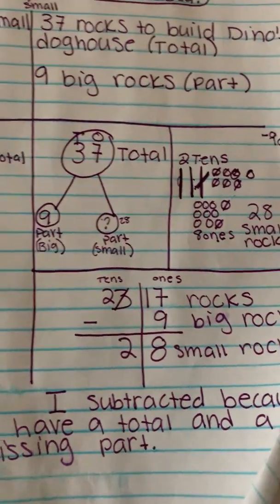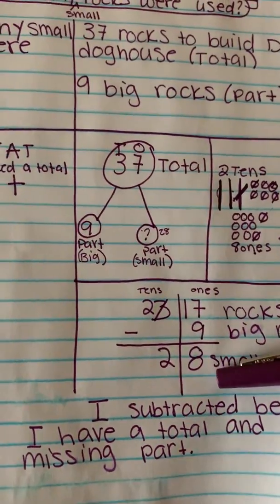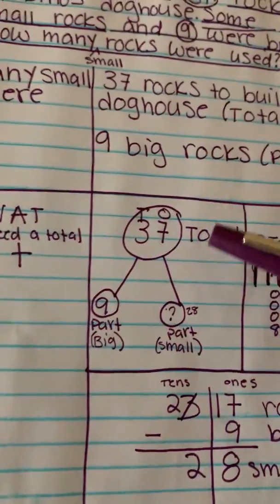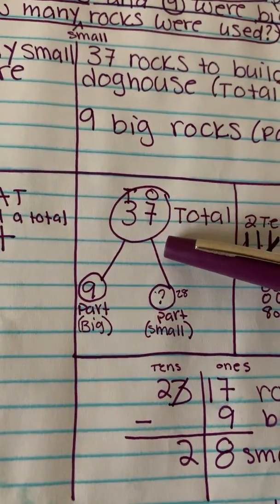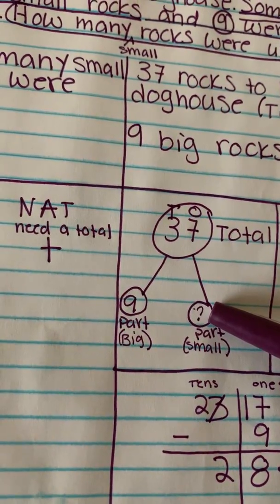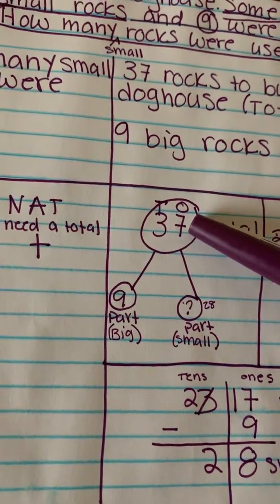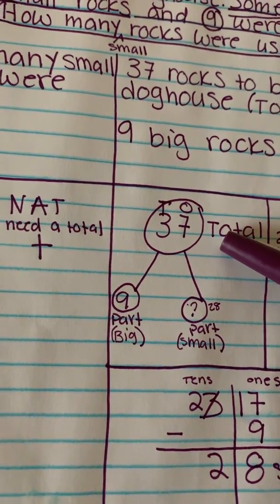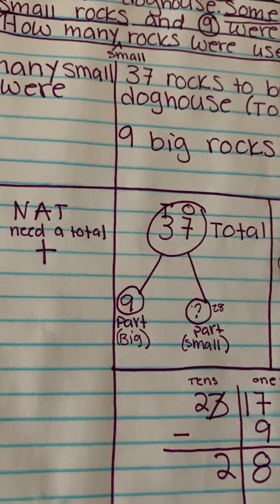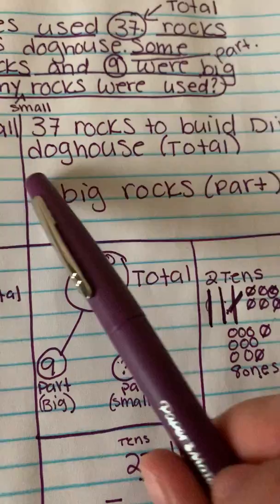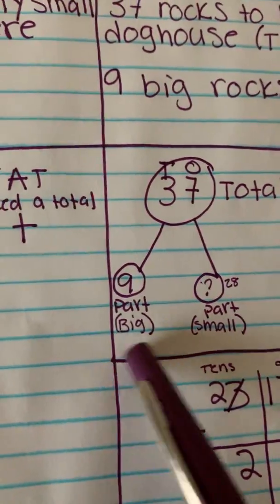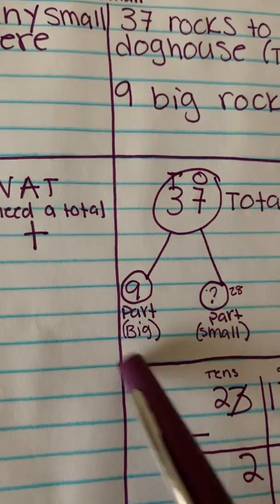In this box over here, students have to draw a pictorial, write the equation and solve, as well as justify the operation they chose. So this pictorial right here, this is called a number bond. The top circle is the total. Then these 2 bottom circles are the parts. So our total is 37, and I wrote my place value on top, so 7 ones and 3 tens. And the part they gave us was 9 big rocks. So in this part right here, I put 9 and I identified it and wrote big as well.